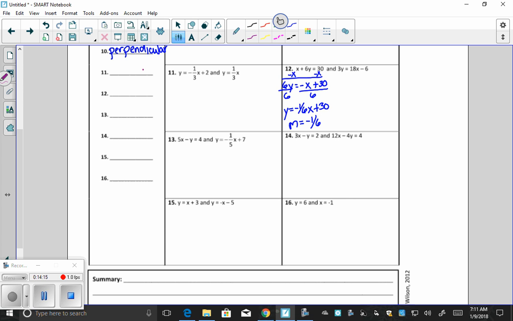So let's look at my second equation. The only thing I have to do with my second equation is divide both sides by 3. So when I get y equals, 18 divided by 3 is 6. So I'm going to have 6x minus 6 divided by 3 is 2. So my slope for this one is just 6. The slopes are negative opposites, so that means that number 12 is perpendicular.